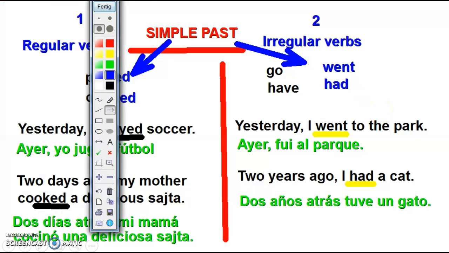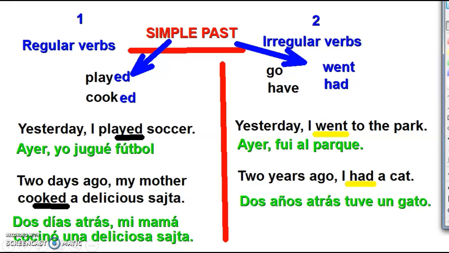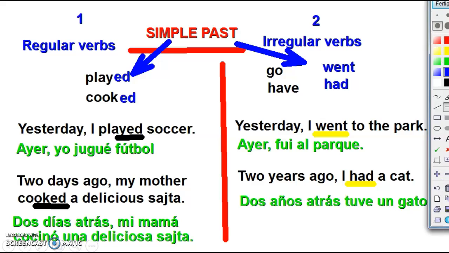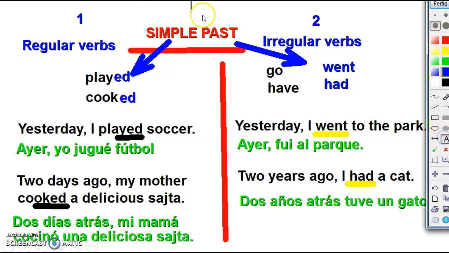In this part, this is the affirmative form. Let's write here. Affirmative. This is the affirmative simple past.